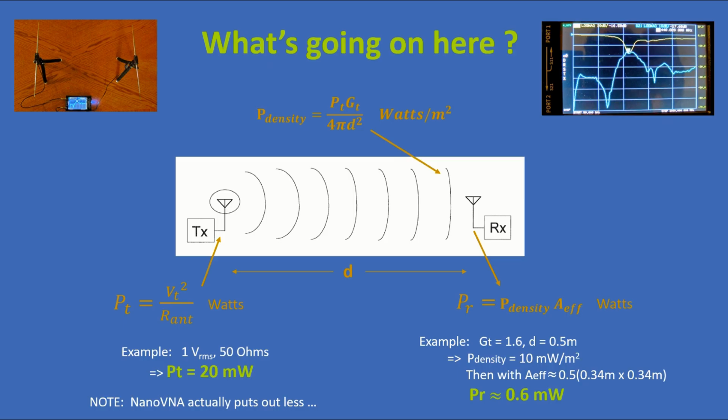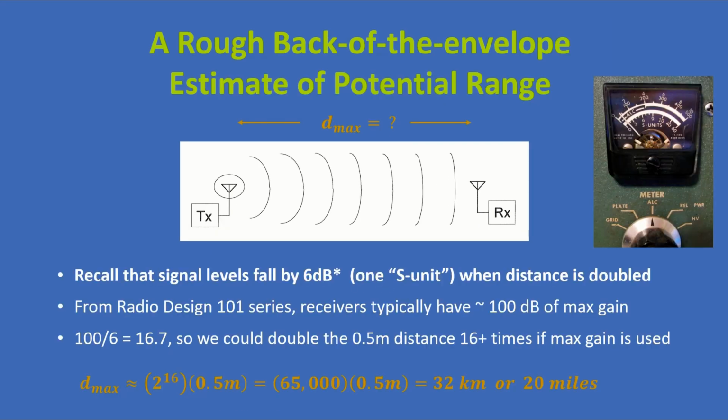So let's take a look at that and the question of how far can we actually transmit. And I'm going to take a somewhat different approach to figuring out the maximum range than you might see in a textbook. This approach is going to leverage what we've just talked about and also bring in some other factors like the maximum gain that you could actually have in a receiver.